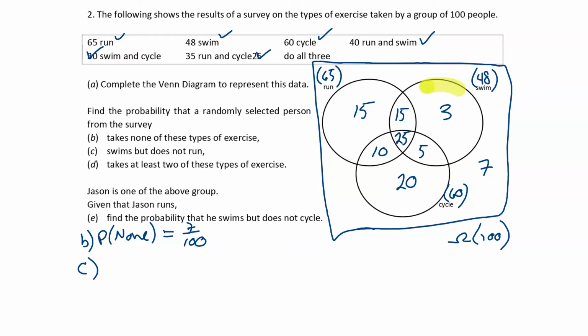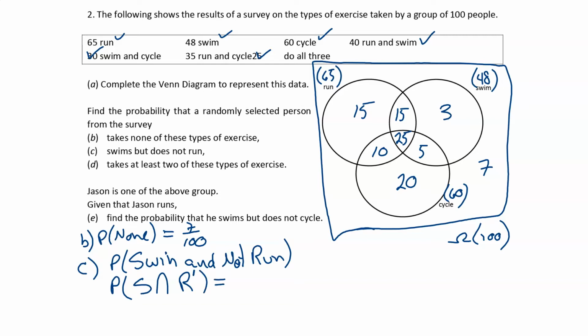So we're looking at the swimming category here, but we want to find just the people who swim but don't run. So they have to be outside the running area, but still in the swimming area. So we have to stay outside of run. So that's everybody in this region, which we can clearly see is 8, 3 plus 5. So the probability of swim, not run, or another way of saying that would be to say the probability of swim intersecting with the complement of run, which is equal to 8 out of 100, which can be reduced down to 2 out of 25.